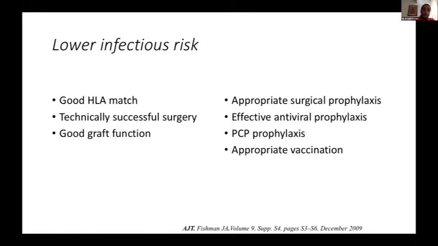So these are the type of patients who have a lower infectious risk: the patients who have a good HLA match, the surgery was simple and successful, and they achieved immediate good graft function. Appropriate surgical prophylaxis was administered, and they had effective antiviral prophylaxis and PCP prophylaxis, and they were given appropriate vaccinations before the transplant itself.